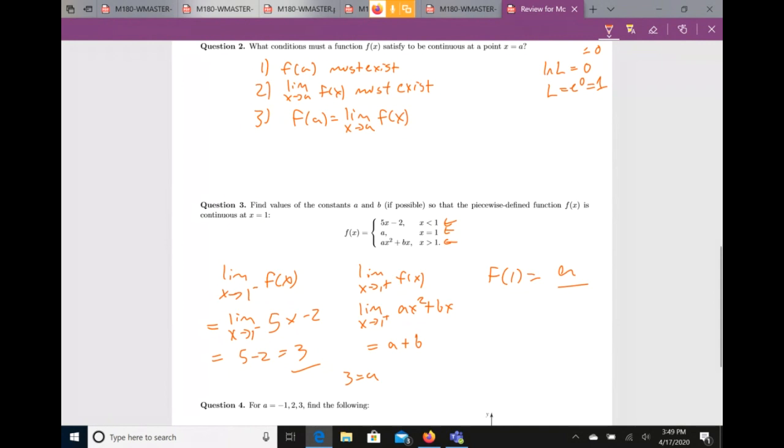Yes, and then b has to be 0. That's right, because 3 also has to equal a plus b, but we just saw that a equals 3. So then we get 3 equals 3 plus b, which tells me that b equals 0.